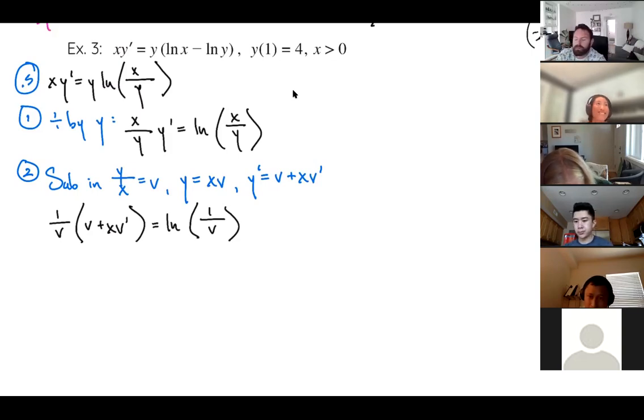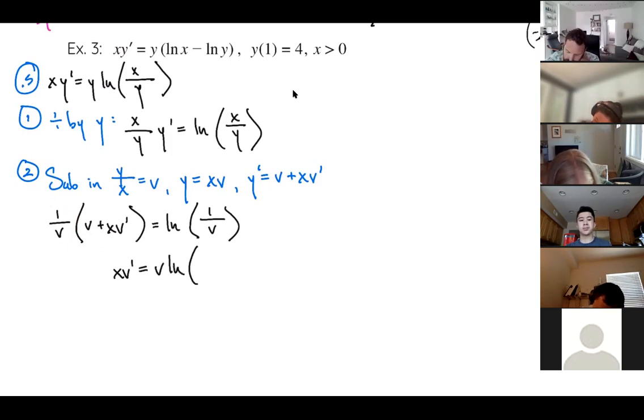I was just going to say that I started by multiplying by v and then subtracting v from the right. So multiplying by v to get rid of that one, and then subtracting this v away. Correct. Okay, let's try it. So that would give us xv prime equals v natural log of 1 over v minus v. Okay.